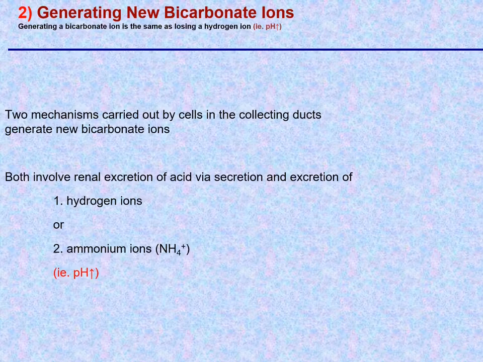Now we'll talk about another mechanism, generation of a new bicarbonate ion, same as losing a hydrogen ion. There are two mechanisms that can carry this out within the collecting ducts, actually. They can generate new bicarbonate ions. They involve excretion of acid via secretion and excretion mechanisms, but the acid, hydrogen ions or ammonium ions, is being excreted out. It's lost, and therefore the pH will rise as a result of that. So this is generating new bicarb to control pH balance in the body.